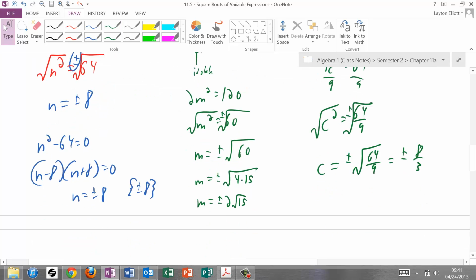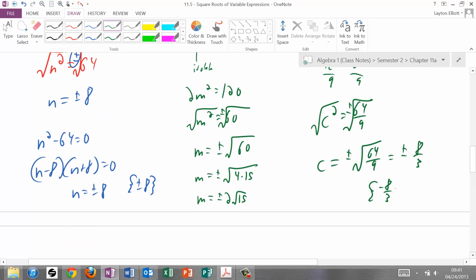I should do set notation on these. And let's do set notation here.